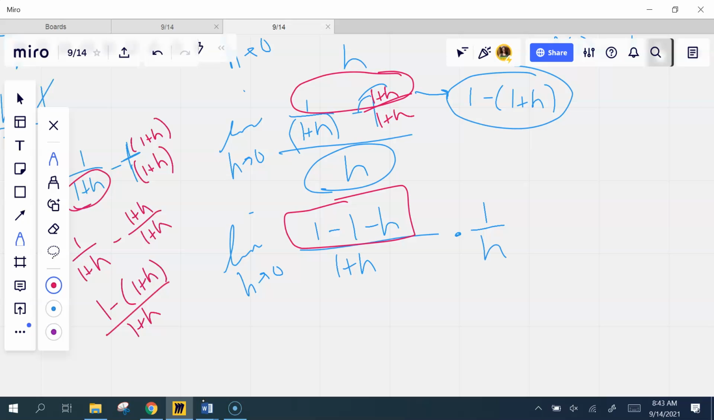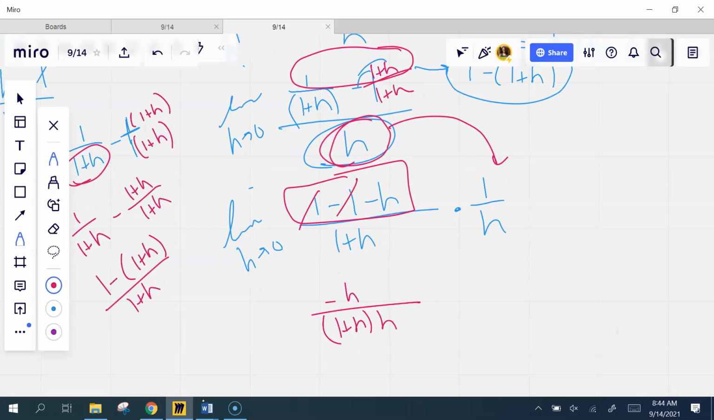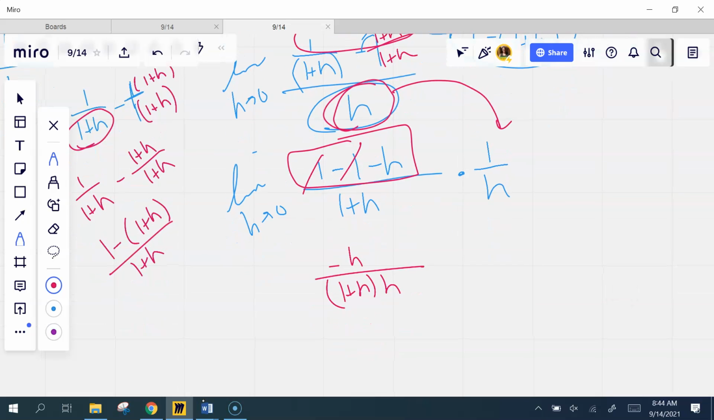So now I have negative h over 1 plus h times h. There's another h in the bottom. Remember that very bottom h? I multiplied by 1 over h. Yes, I'm going to do that next. I'm still going to 0. So yes, Van, I would cancel this h. Remember, it's holding its place with a 1. That's right.